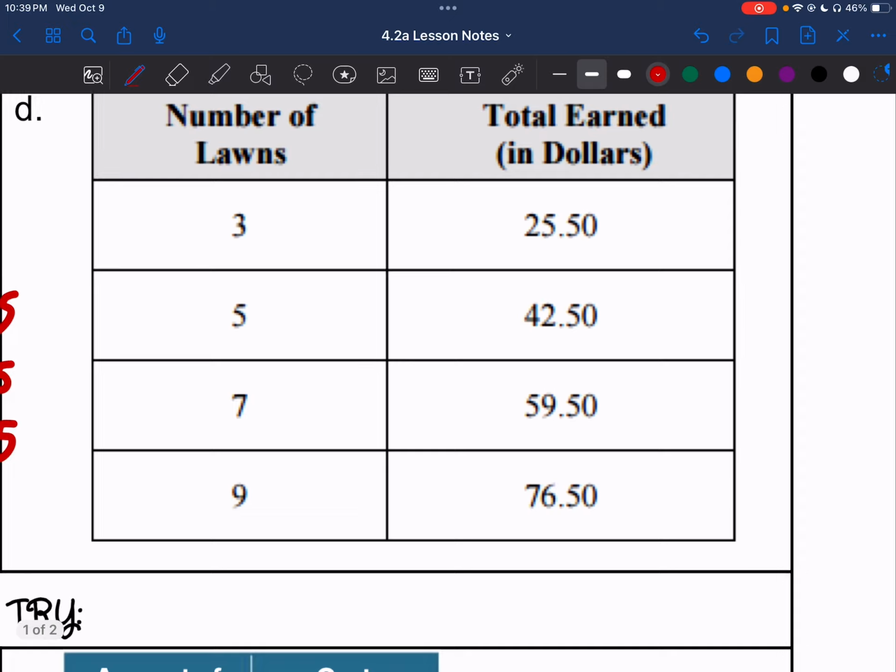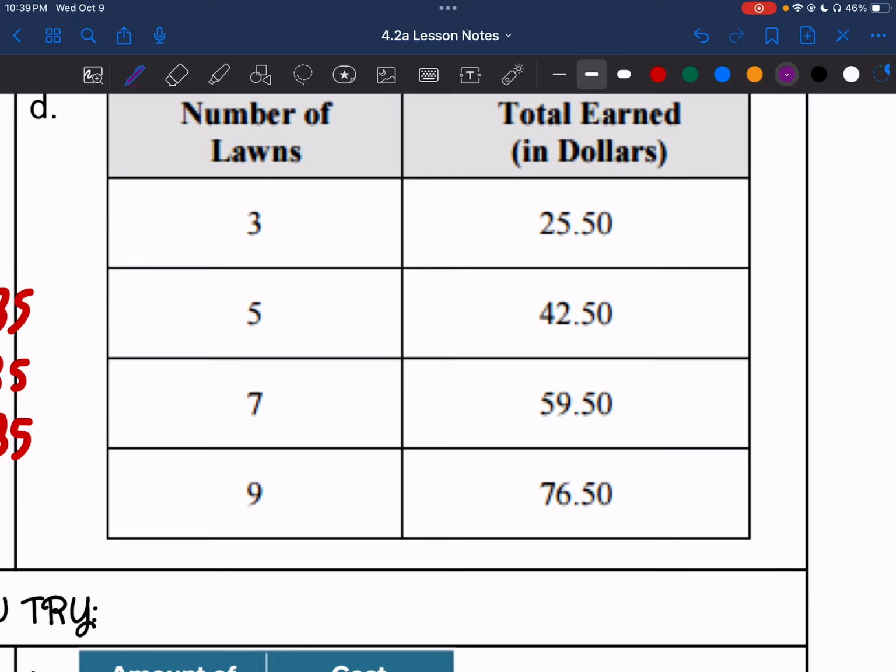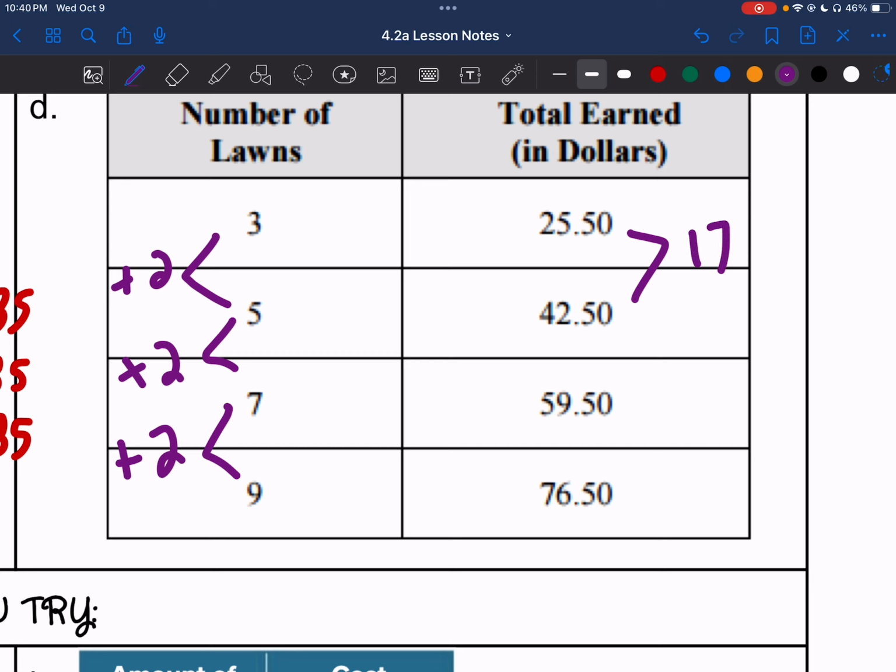Now, letter D, we have the number of lawns being mowed, and we have the dollars being earned by an individual. So when we're looking at our lawns being mowed, 3 to 5 is plus 2, 5 to 7 is plus 2, and 7 to 9 is plus 2. And on the right side, we have 42.50 minus 25.50, and you get 17. And then from 42.50 to 59.50, that's another 17 that we're adding. And from 59.50 to 76.50, that's another 17.